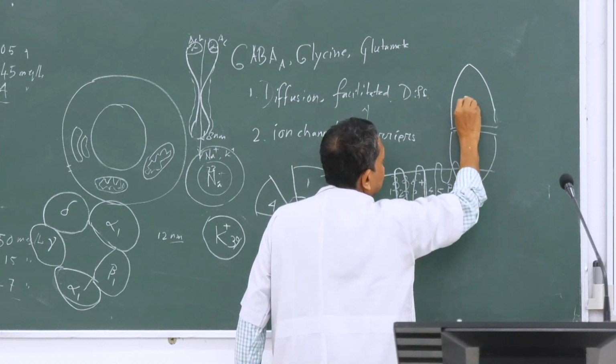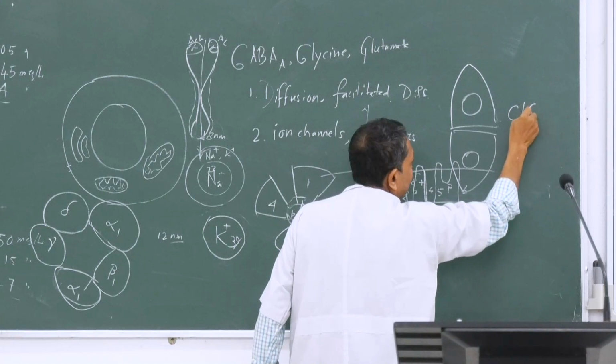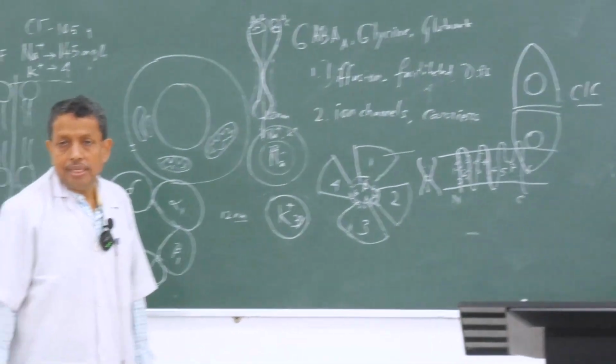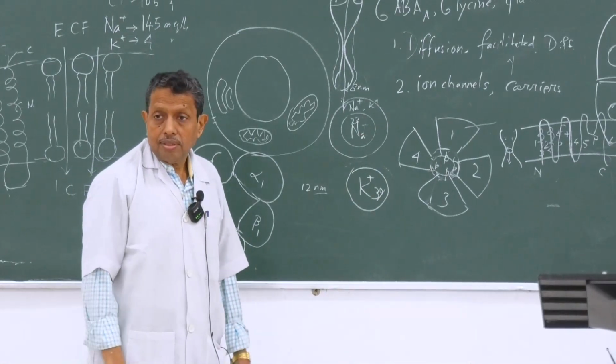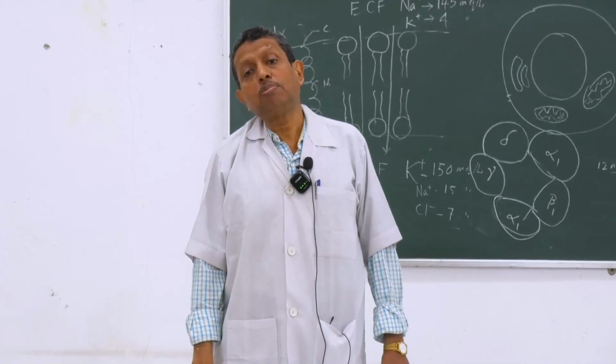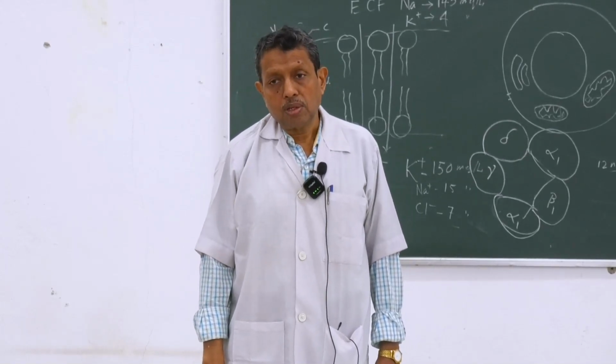And there is a pore in each subunit. CLC, chloride CLC channels. It is present in many sites. Calcium ion can enter within these pores. These are the pores. But there are other types of chloride channels.